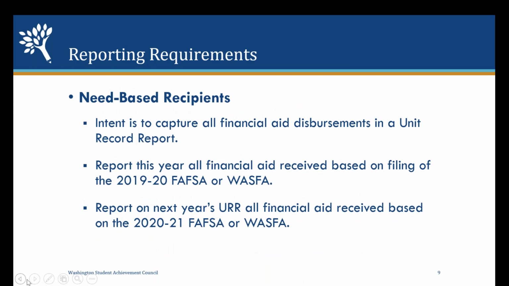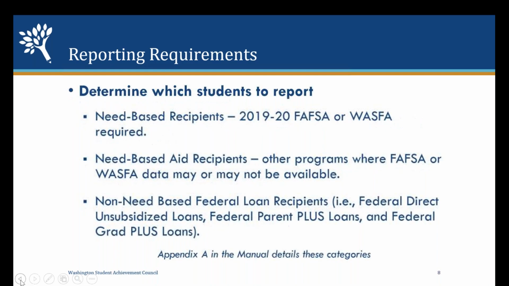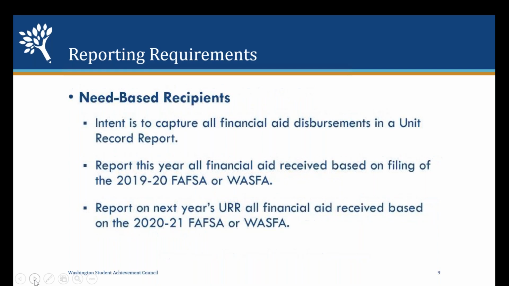An example of one of those where the FAFSA may or may not be required are the WSOS, Washington State Opportunity Scholarship, and it's been changed a little bit this year, and we'll go into this a little later, but there are two components for the WSOS scholarships. And the SBCTC Opportunity Grants are examples of those that don't need a FAFSA.